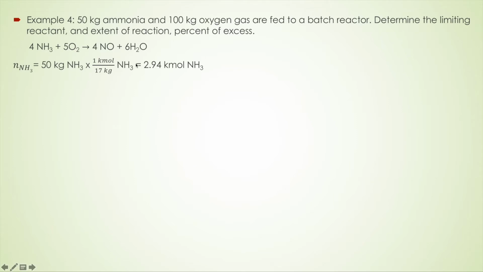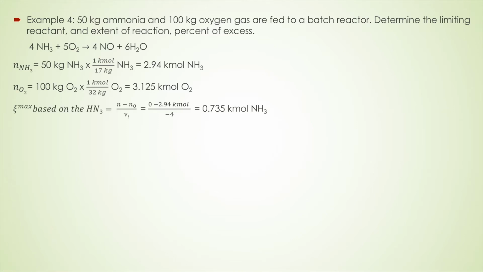And the molecular weight for ammonia, we can round to 17. So we use 50 kg ammonia in the fresh feed times 1 kilomole over 17 kg ammonia. We get 2.94 kilomole ammonia in the fresh feed. And do the same thing for oxygen. 100 kg oxygen divided by the molar mass of oxygen gets 3.125 kilomole oxygen. And based on that, we can use the extent of reaction to find out the limiting reactant.